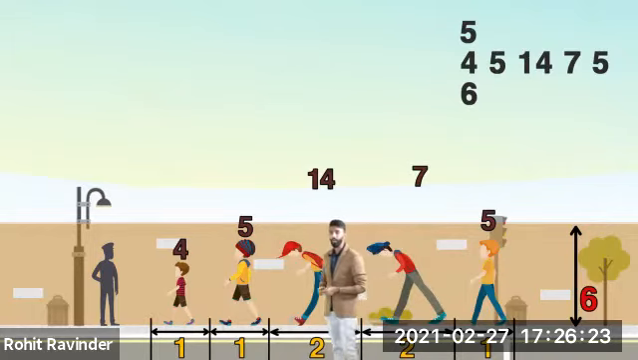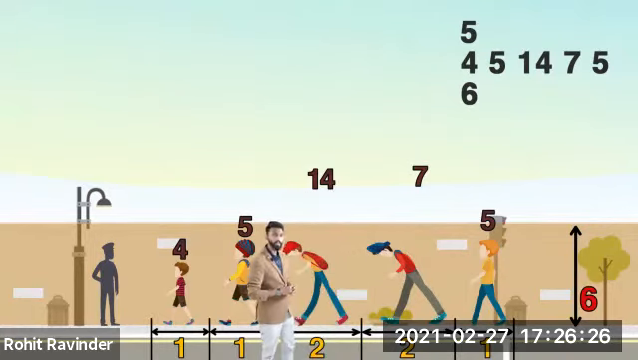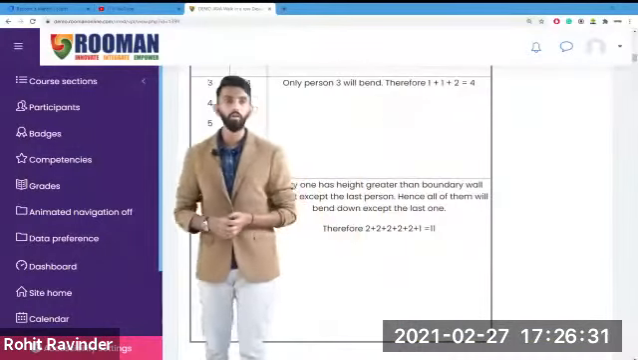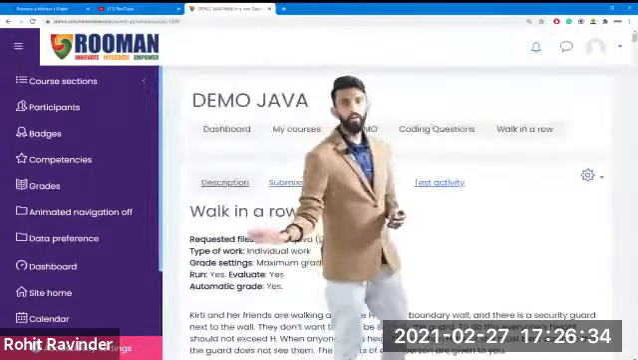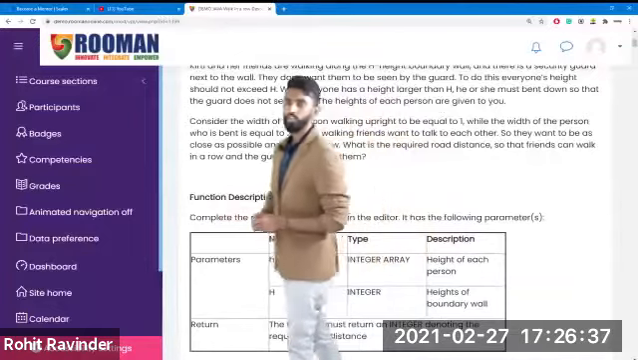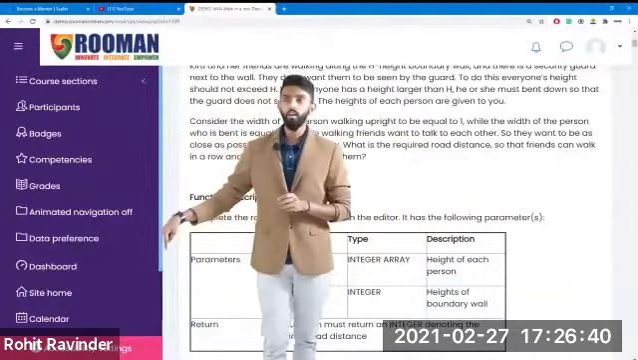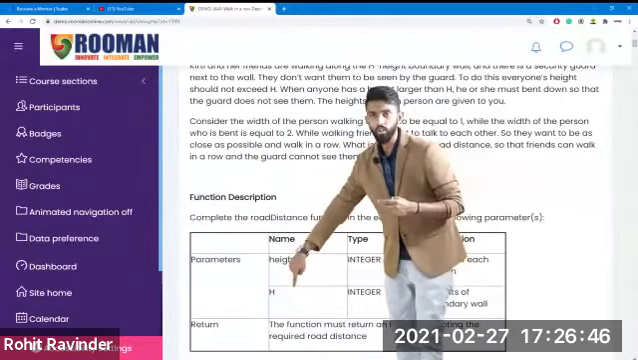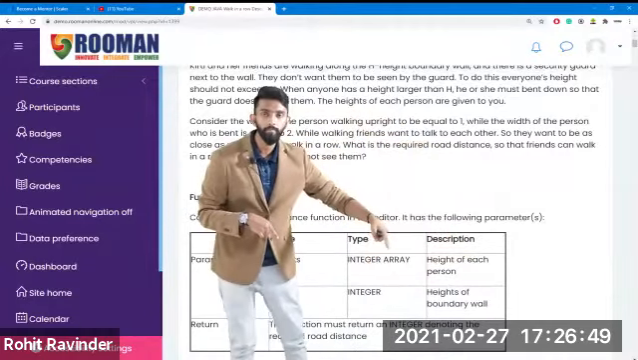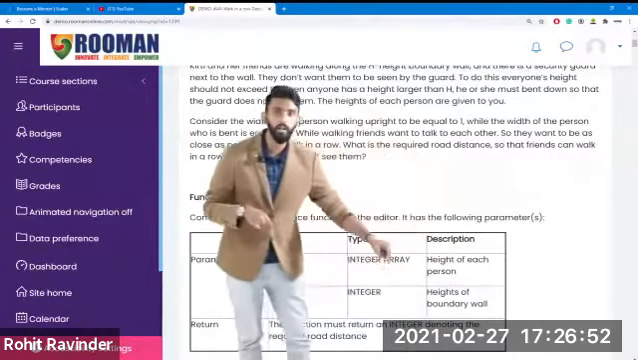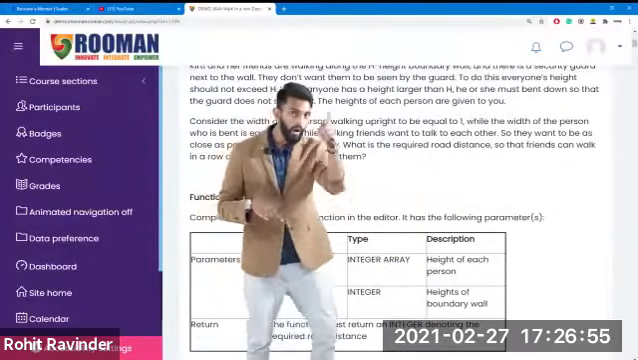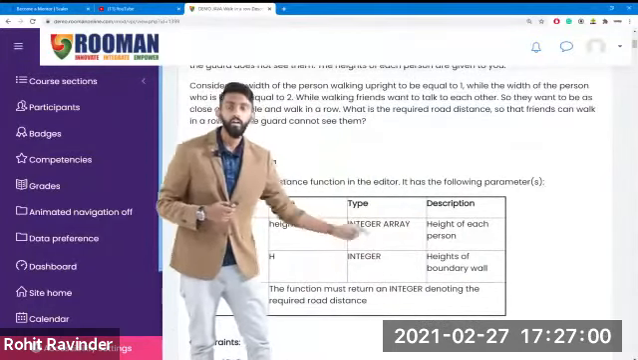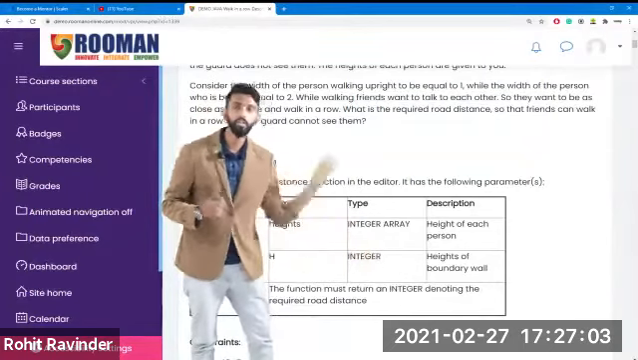Before that, let me take you back to my LMS, my dear friend. If I take you back to the LMS, now if you look at the question and the expected inputs, it will become clear to you. See, if I scroll back on top, look at the function description. What is the function description? In the function, he is telling that, see, parameters. Parameters means input, 2 inputs, heights and h. Heights is an integer array, whereas h is nothing but an integer. 2 inputs it will take, 1 output it should return. What should it return? The function must return an integer denoting the required road distance. That's all you have to do.